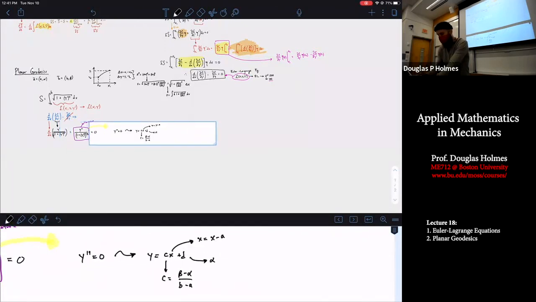And what does that mean? It means that y equals mx plus b, or in more gory detail, it's a straight line.